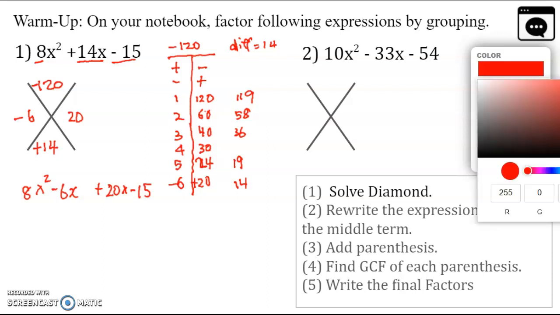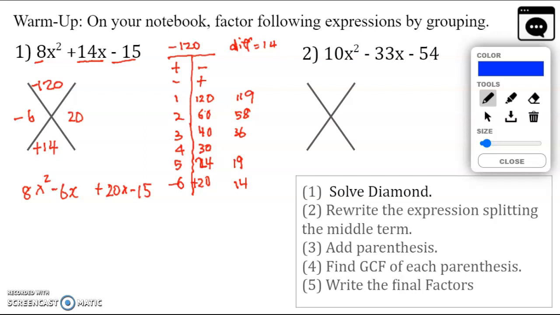So then once we have done that, we can put our parentheses. The first two terms get a parenthesis, and the last two terms get a parenthesis. In this case, since the 20x is plus, I don't need the extra space. I just need to put the parenthesis right there. So I end up with one parenthesis plus another parenthesis.